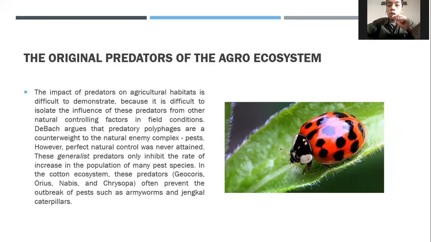The impact of predators on agricultural habitats is difficult to demonstrate because it is difficult to isolate the influence of these predators from other natural controlling factors in field conditions. Dubach argues that predatory polyphages are a counterweight to the natural enemy complex of pests. However, perfect natural control was never attained. These generalist predators only inhibit the rate of increase in the population of many species. In the cotton ecosystem, predators like Geocoris, Orius, Nabis, and Chrysopa often prevent the outbreak of pests such as armyworms and looper caterpillars.